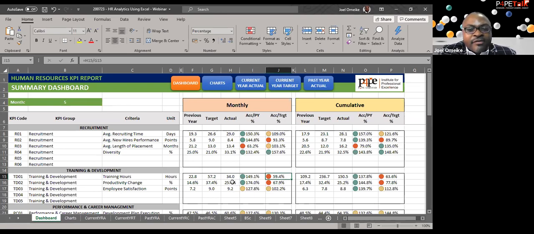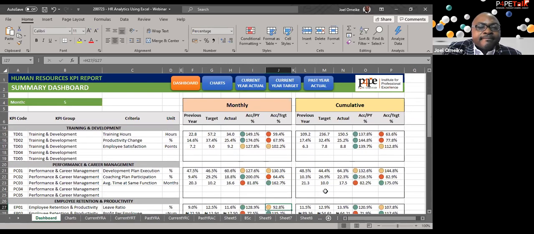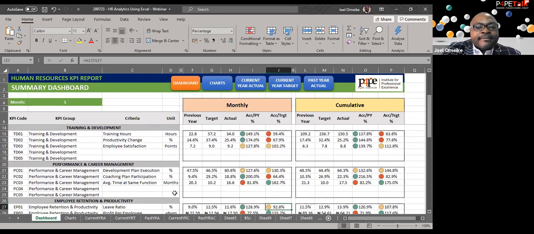In terms of productivity change, we expected productivity to change by 37% when they come back, but it only changed by 25%. Were employees happy with the training? We said 90% should be happy, but we got 92% that is happy. So that is why 102% was successful. So that also goes down. And you can see everything here, the various KPIs.